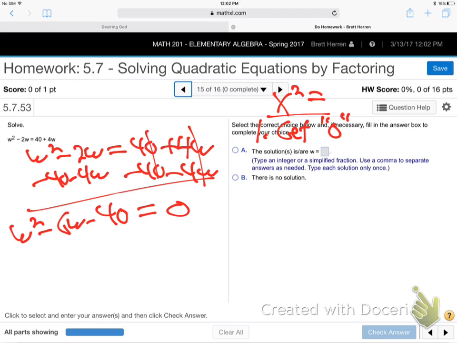What happened there? That makes sense. And now do the rest. Just factor with the parentheses and take it from there. So factor, see if you can get it from there.